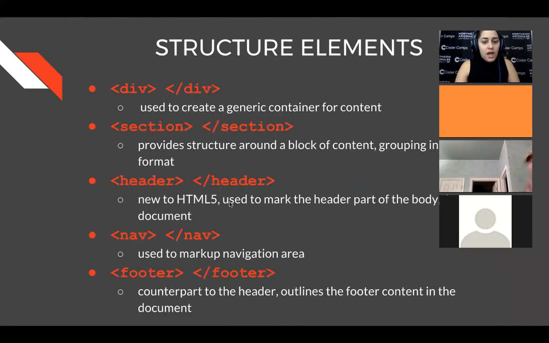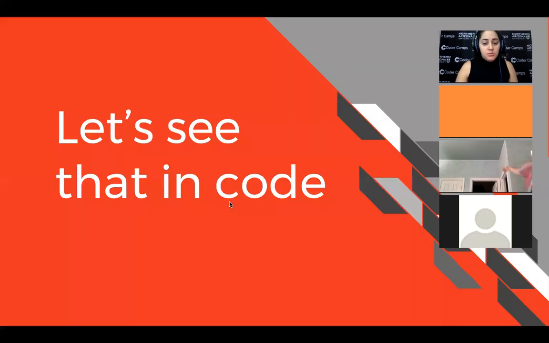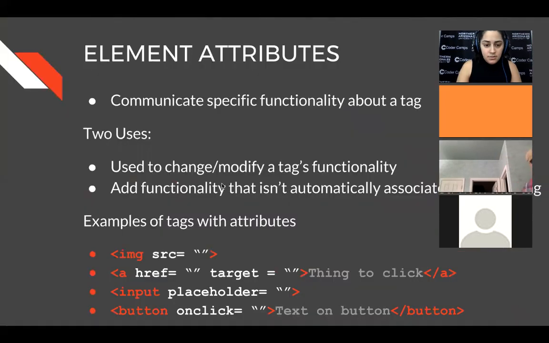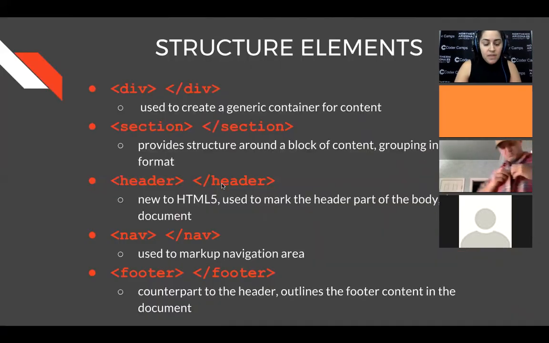Then we have our header, which is new to HTML5. Header is used to mark the header part of the body. It's one per document. So just like head, it's not the same as head. Header is visible to the browser, and it's inside of the body tags, but there's only one of them per document. Nav usually is inside of the header, so it's nested inside of the header, and it's used to mark up the navigation area.